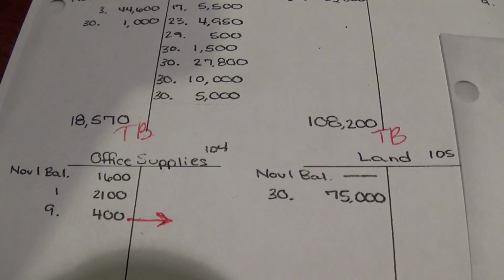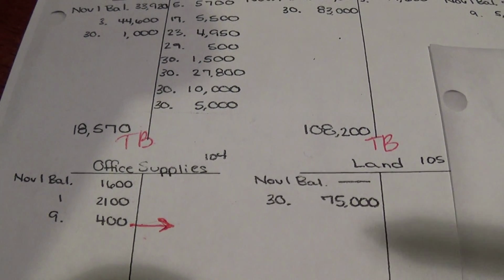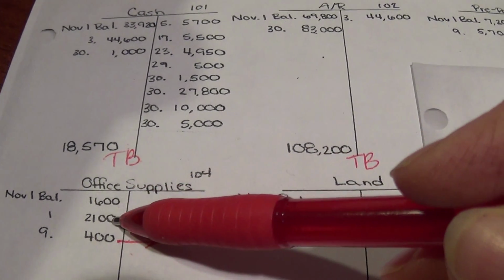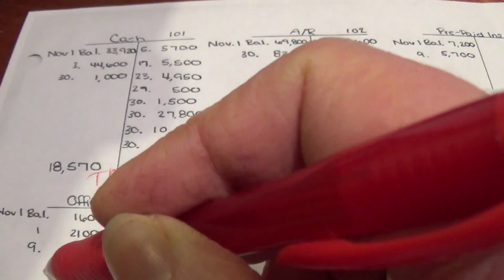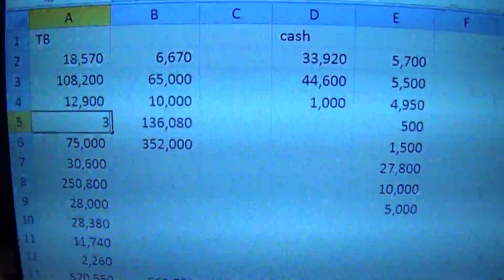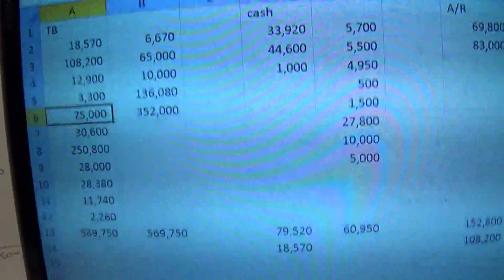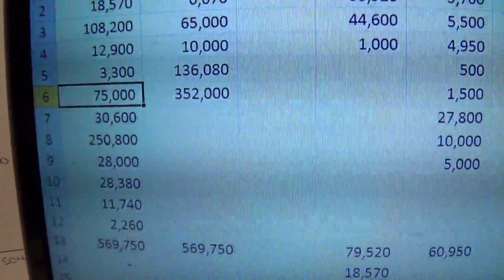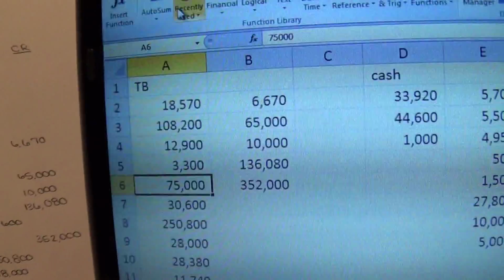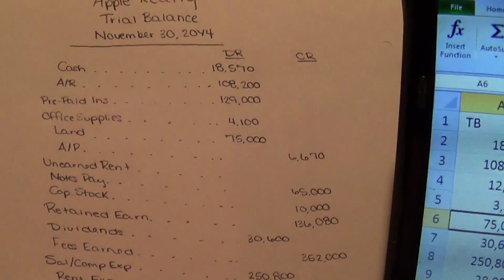Okay, so I'm looking at the office supplies ledger. 2 debits, that's 3,700 minus 400 gives me 3,300 as my balance, and I am going to agree to the trial balance. So I'm going to go back and change 4,100 to 3,300, and let's see, we got rid of the difference. So now we're all good. I'm just going to go ahead and change those numbers and put them on the trial balance.